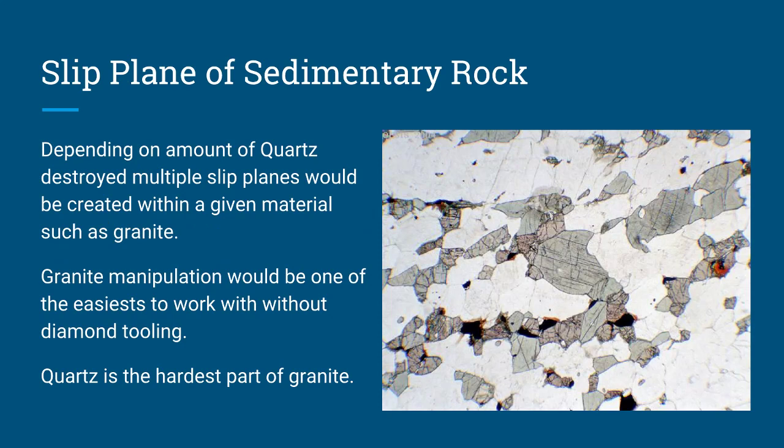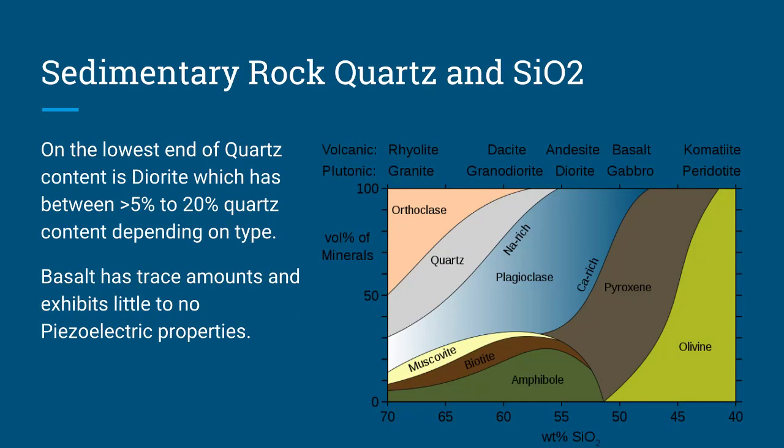The idea also applies on a macro scale if quartz is part of another substance, such as sedimentary rock. Here we have an example of granite. Depending on the amount of quartz that's destroyed, you can create multiple slip planes within a material. This material may erode if enough slip planes are created, or it becomes easier to work with. In a lot of these rocks, such as granite, quartz is the hardest substance within that material.